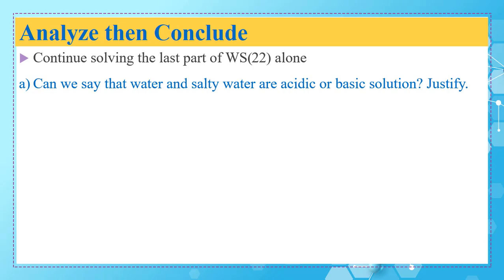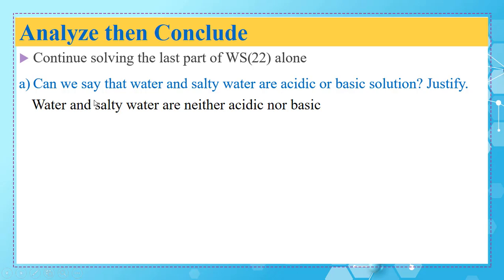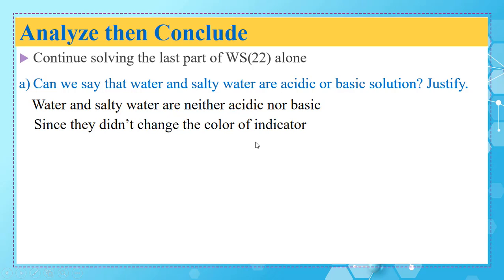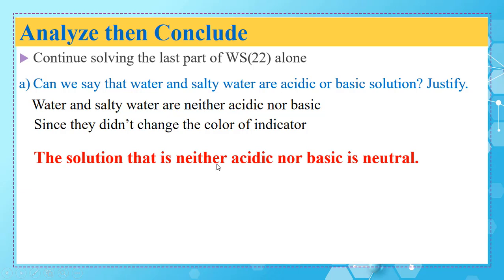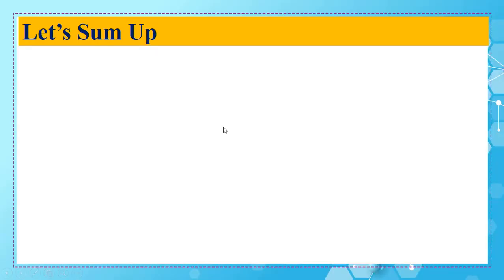Let's correct the answers together. A. Can we say that water and salty water are acidic or basic solution? Justify. Water and salty water are neither acidic nor basic because they didn't change the color of the indicator. Note that a solution that is neither acidic nor basic is neutral. B. Describe water by one word. Yes, it's neutral.